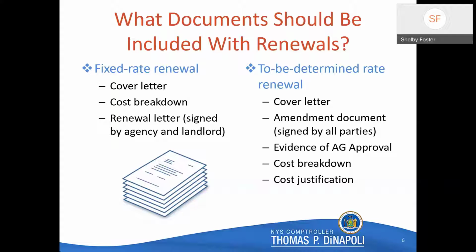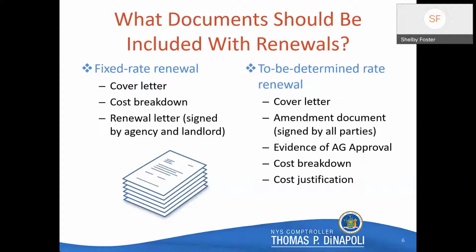And a cost justification is needed because the rental rate was not determined at the time the original lease was executed, when cost justification was initially provided. Therefore, we now require justification of the new negotiated rate for the renewal term to help provide clarity of why the new rates are fair and reasonable.